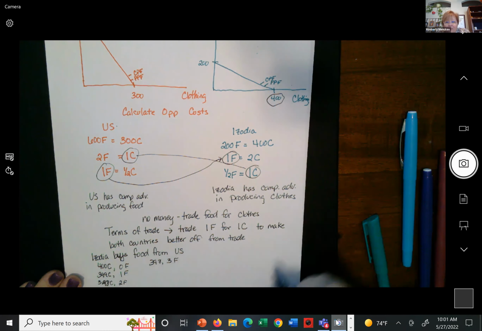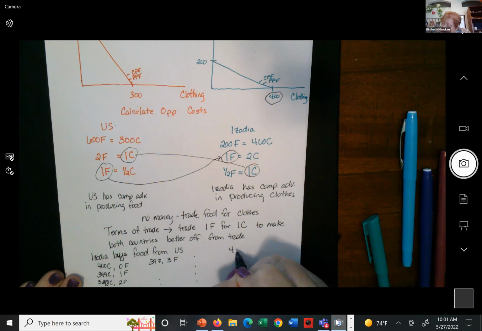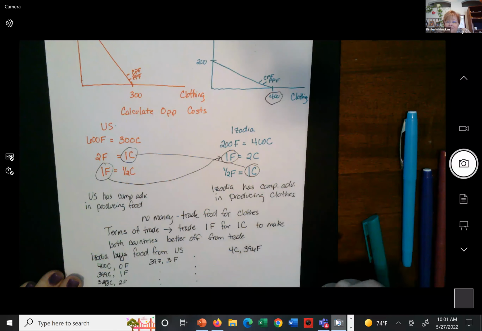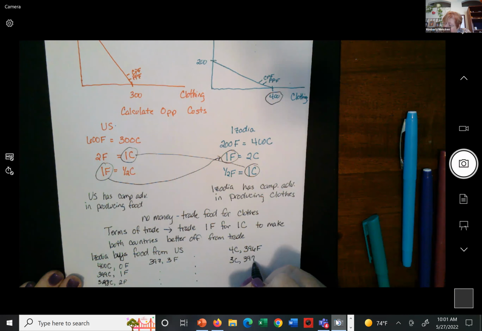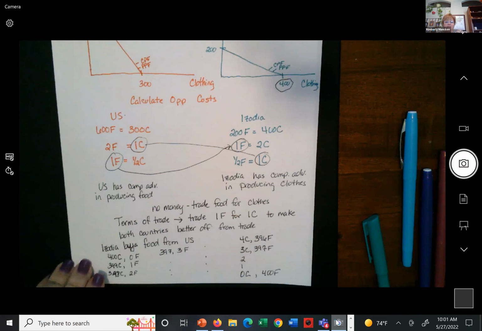And we could keep going through every number, dot, dot, dot, until we got down to, now they are down to like four clothing left, but they are now buying 396 food, three clothing, 397 food, two, one. They could trade away all their clothing and buy up to 400 food. Y'all see what I'm doing there?